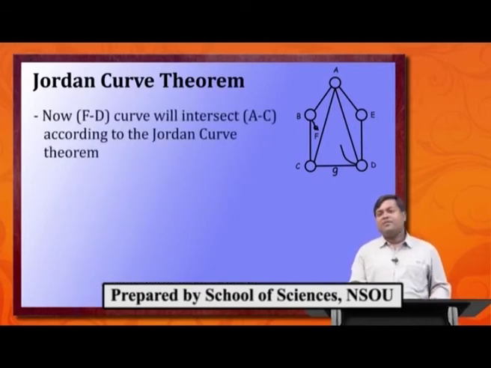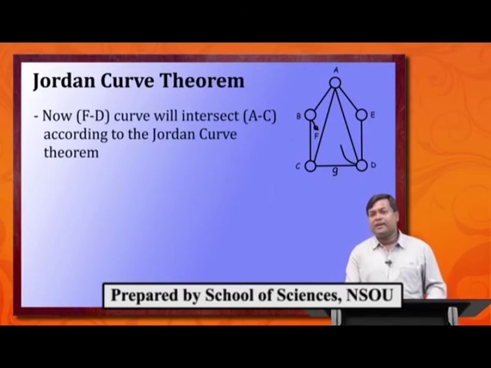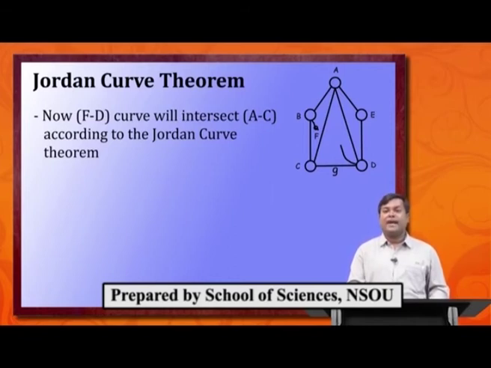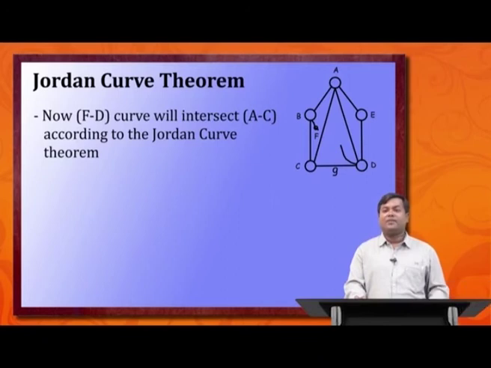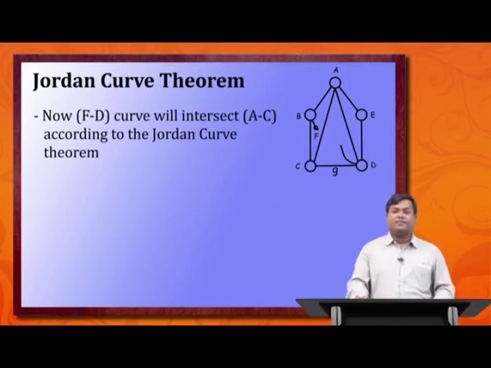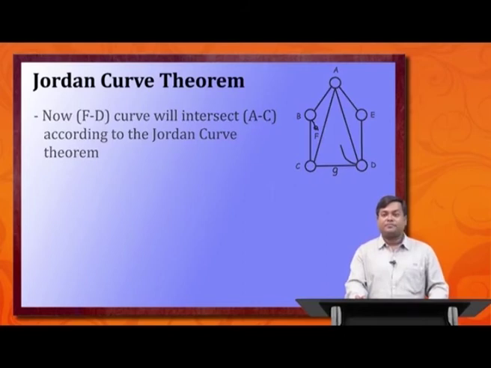Now if we try to apply the Jordan theorem, we can see that F is a point which is inside the closed Jordan curve ABC, and D is another point which is outside the closed Jordan curve ABC. So if we connect F and D, that particular edge will definitely intersect with AC. So we can say that for case 1, definitely there will be edge crossing, right? So now the FD curve will intersect AC.